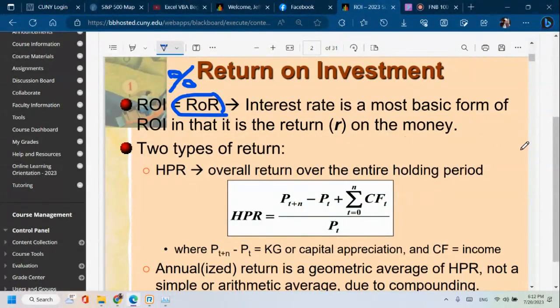In that it is the return on the money, right? So think about it. You may know nothing about stocks and bonds, and you are afraid to invest in stocks. But then, what is the best alternative? What's the easiest alternative to stocks and bonds? Well, putting your money in the bank, right?